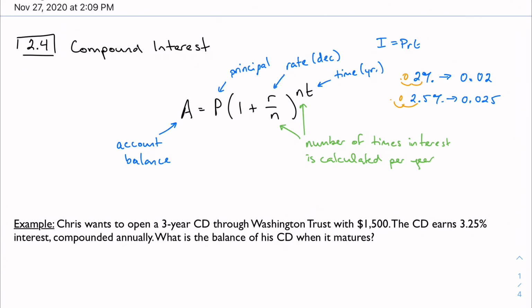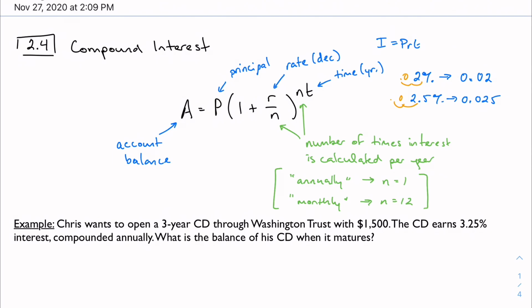So if I compute compound interest annually, then N is just 1. If I were to say monthly, N would be 12. If I said daily, you could assume a non-leap year, and you could say 365. Weekly would be 52. Quarterly would be 4, and so on. But these are the two that I think you see the most frequently, annually and monthly.